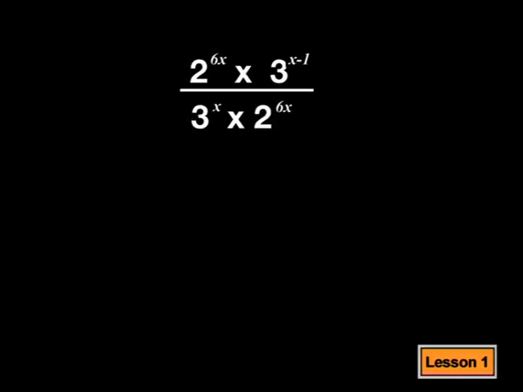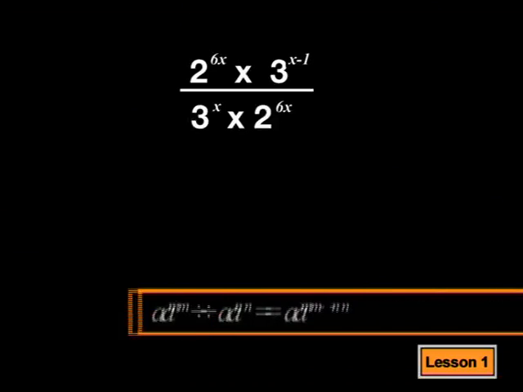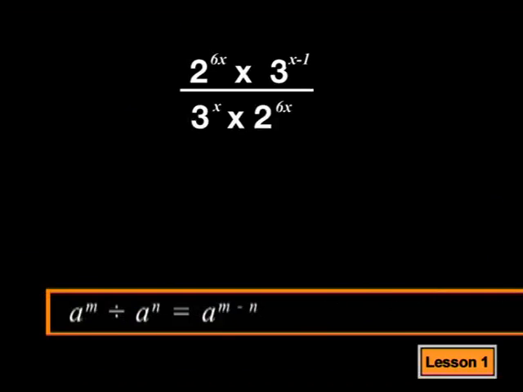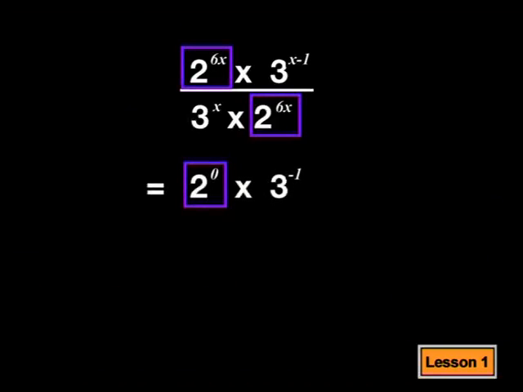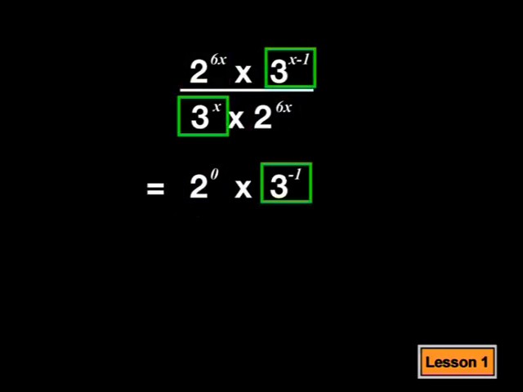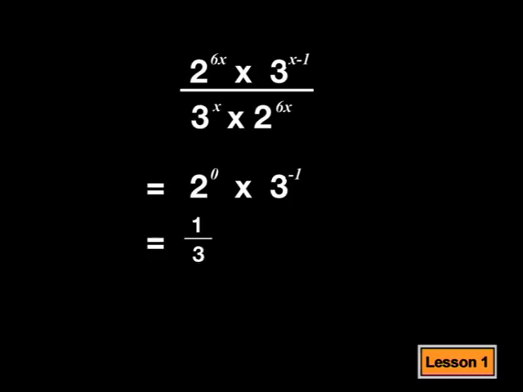Now you can apply the second law. If you divide like bases, you subtract the powers. 6x minus 6x is 0, giving us 2 to the power 0. x minus 1 minus x is minus 1, leaving us with 3 to the minus 1. 2 to the power 0 is 1, and 3 to the negative 1 is a third. So the answer is 1 over 3.